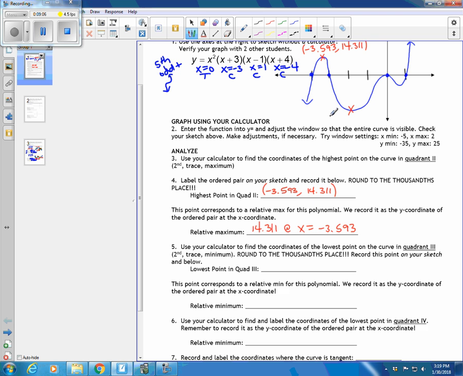All right, so again, I would get in the habit of labeling it on your graph. So if you need to go back to those numbers, because you're going to use these numbers for both relative max and relative min and intervals of increasing and decreasing, it's good to have them there so you can grab the numbers as you need them. So the lowest point in quadrant 3 that we just recorded is a relative minimum. So remember, we want to actually state that as our relative minimum by writing the y-coordinate at x equals the x-coordinate.